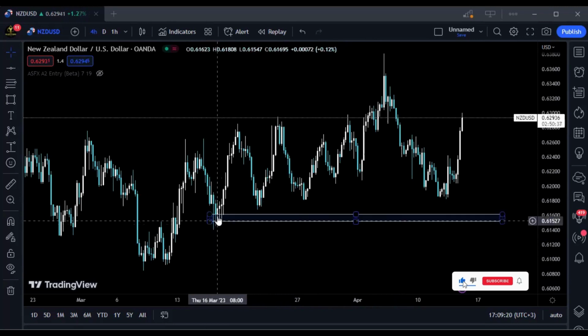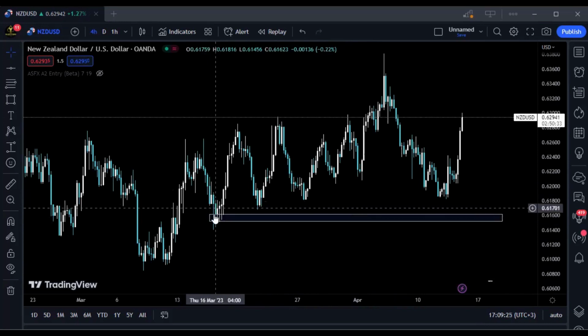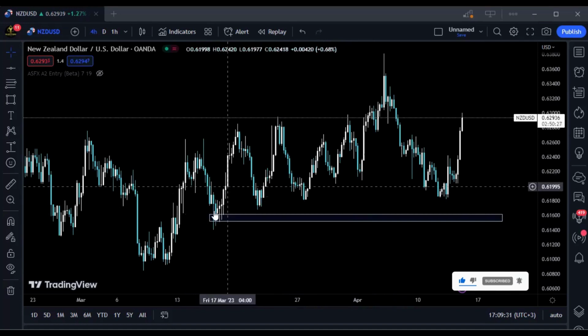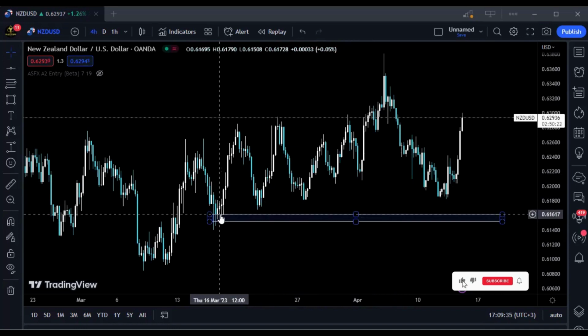And the most sensitive areas are the wicks, because what the wicks really mean is that prices at a time reached down here, but then it was rejected, and then prices were forced to close above it. So what does this mean? It means that the pressure here was very strong, that prices were not allowed to close here, that they were forced to close above it.